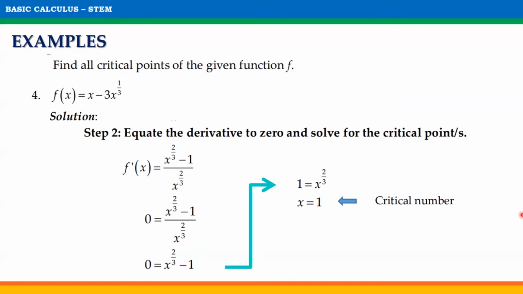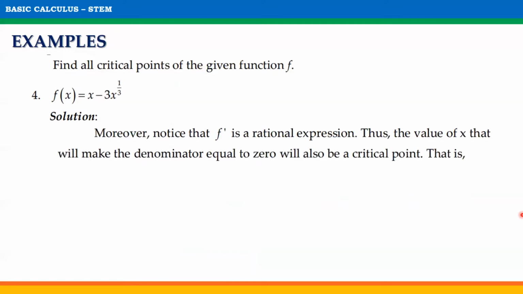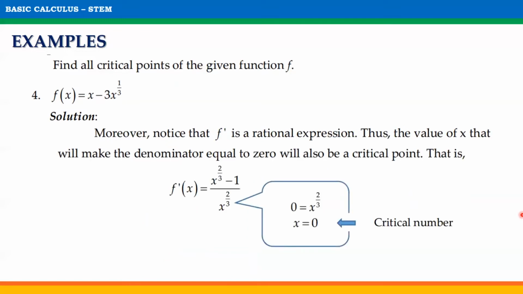However, notice that the resulting derivative is a rational function. With this, we also need to consider the value of x that will make the denominator equal to 0. Notice that our denominator is x raised to 2/3. Equating it to 0, we get x equals 0. Therefore, we have here two critical numbers, which are 0 and 1.